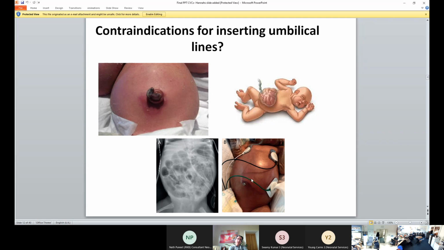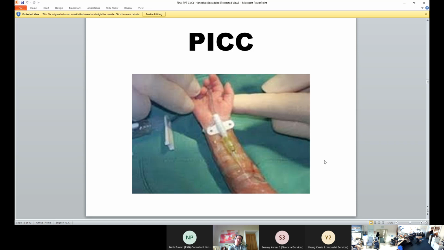NEC is also another contraindication, although again that's not very practical, because NEC usually doesn't happen in the first week, it usually happens in the second or third week. And by the time it happens, the umbilical stump will have separated, so there is no way to put an umbilical line. But theoretically, if there is NEC, you don't put umbilical lines. And then we go to the long lines.